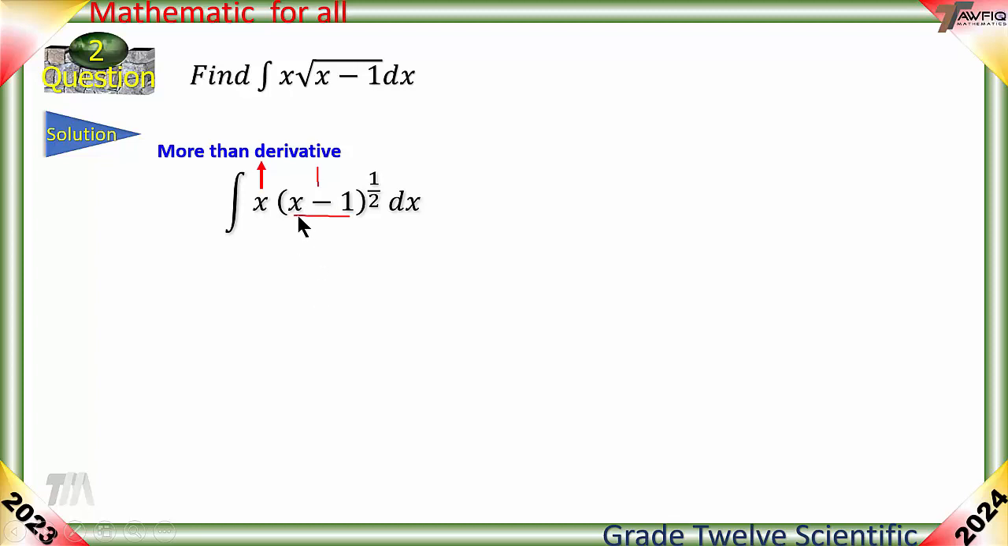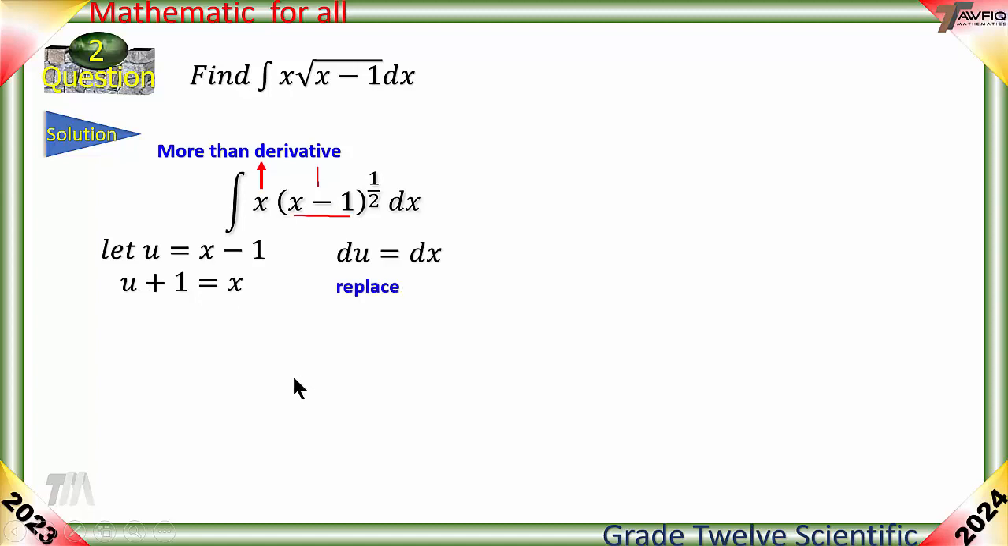Let inside this bracket be u. u is equal to x minus 1. And now try to find dx and x. To find dx, take the derivative of this expression. It is du is equal to dx. And now find x by taking minus 1 from right to left. Then u plus 1 is equal to x.